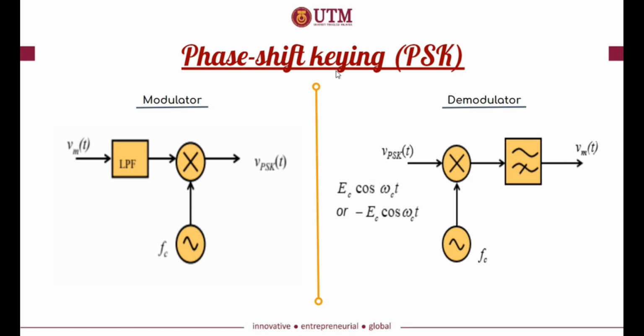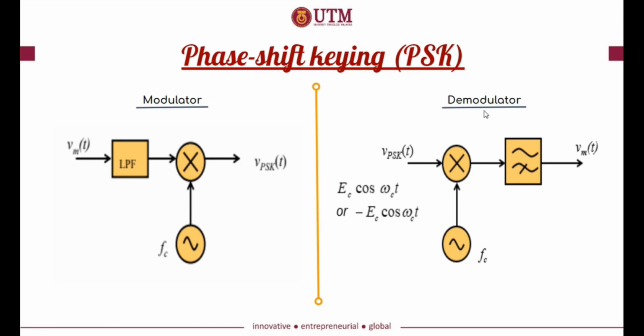To generate a PSK signal, first, the message signal will enter the low pass filter. Then, the output signal from the low pass filter and the carrier signal will enter the mixer. As you can see, the output signal from the mixer is the PSK signal.